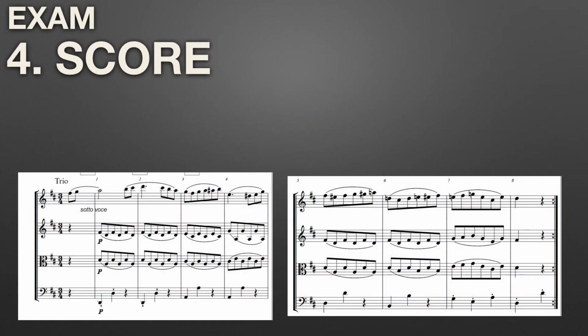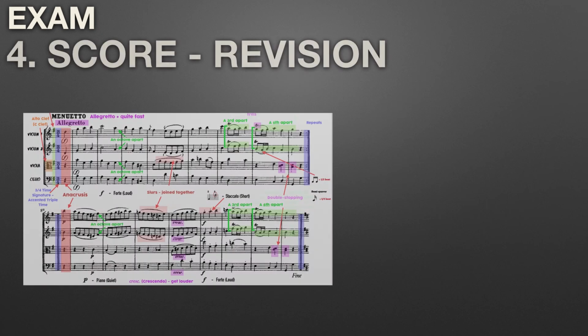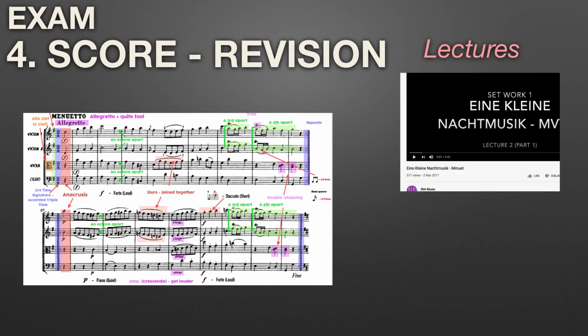Okay. Here's another example question, and this is also from the exam. Identify a bar where the melody moves chromatically for the whole bar. Okay, well, this is tricky because you need to know what the word chromatically means and you need to know what bar number means. Okay, there's a few ways that you can learn this. Firstly, again, keep looking at your score, make sure you understand all the symbols and you've learned where the different things happen. You can also look at these lectures because these lectures explain lots of the terms. But really, you need to know the online dictionary and you need to know that list of terms that I gave all of you.